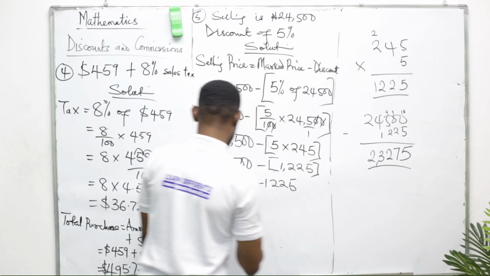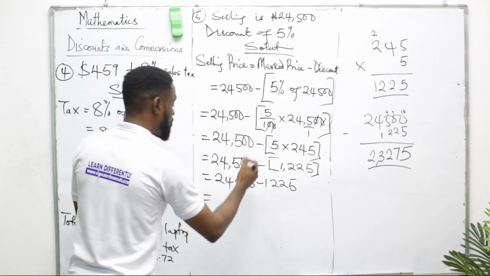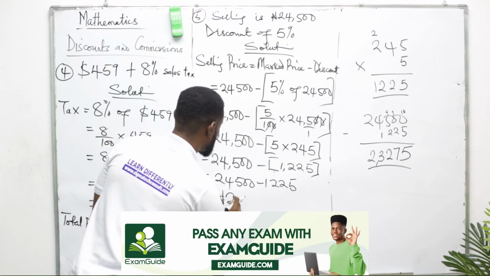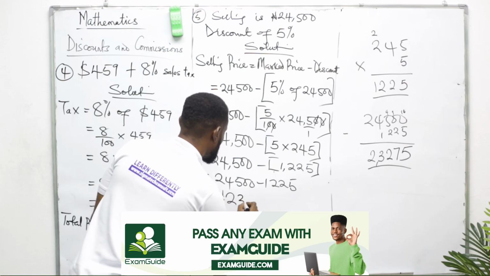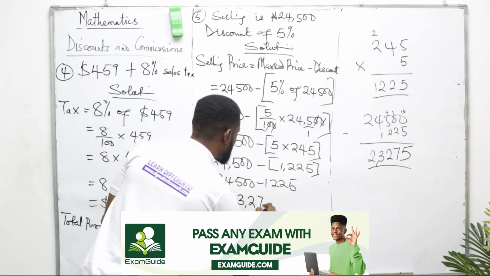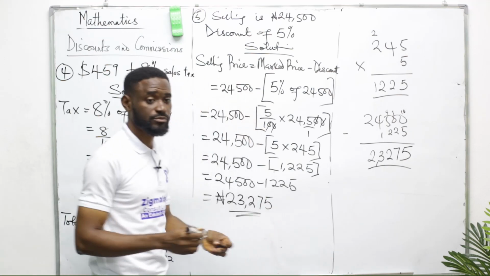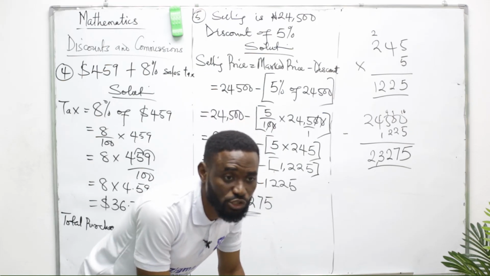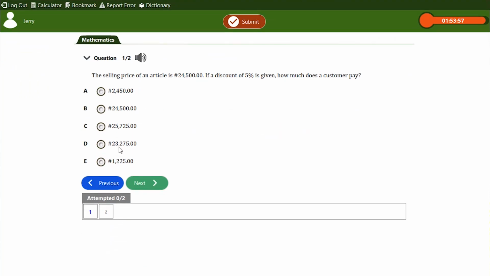So we are having selling price of 23,275 naira. Okay? And that gives us option number D. Option D, 23,275 naira. So what the customer will pay is, instead of paying 24,500 naira, he will pay 23,275 naira. Is that okay?